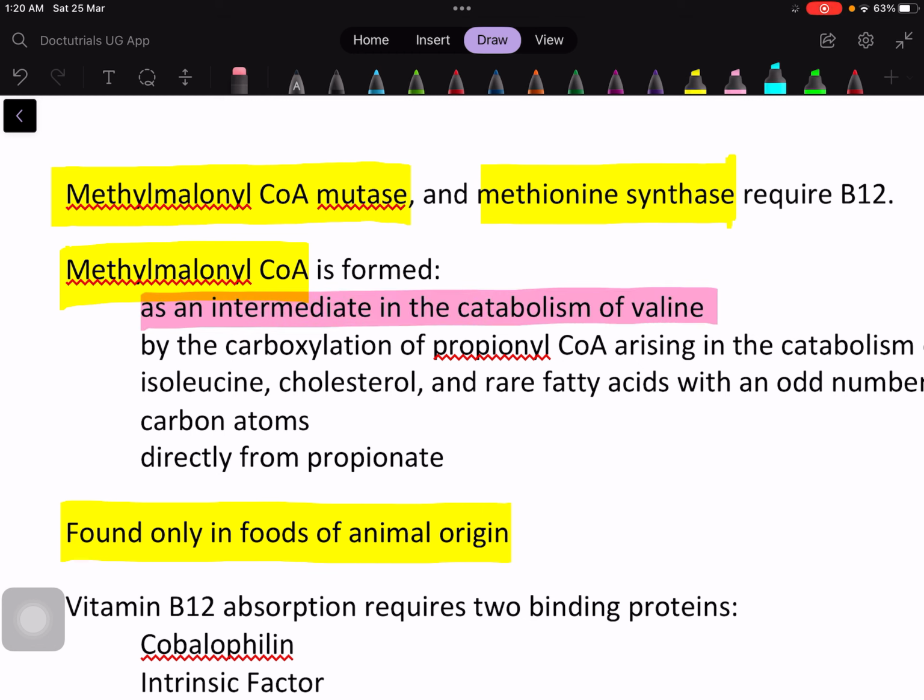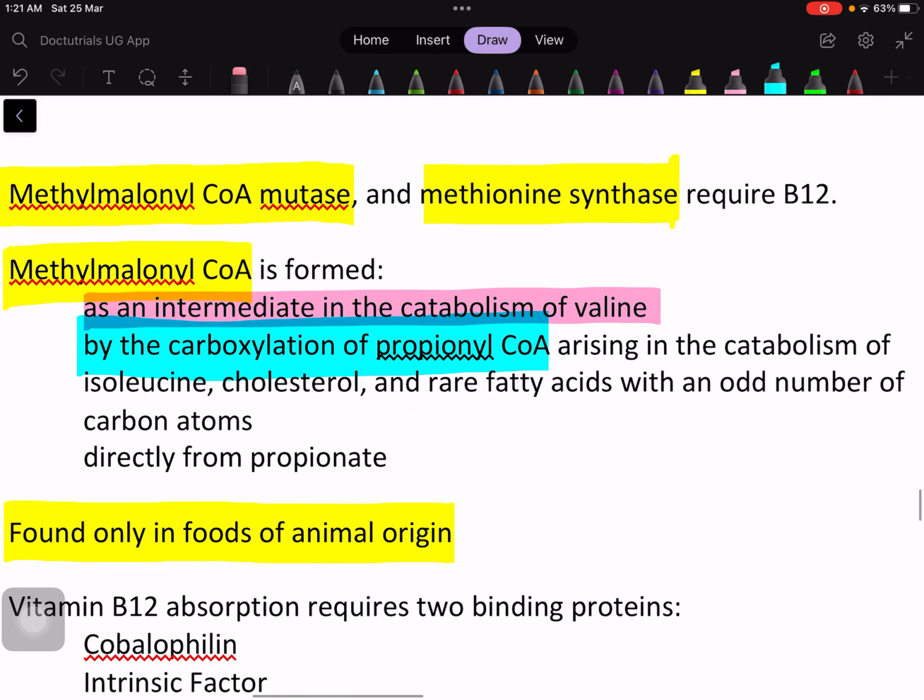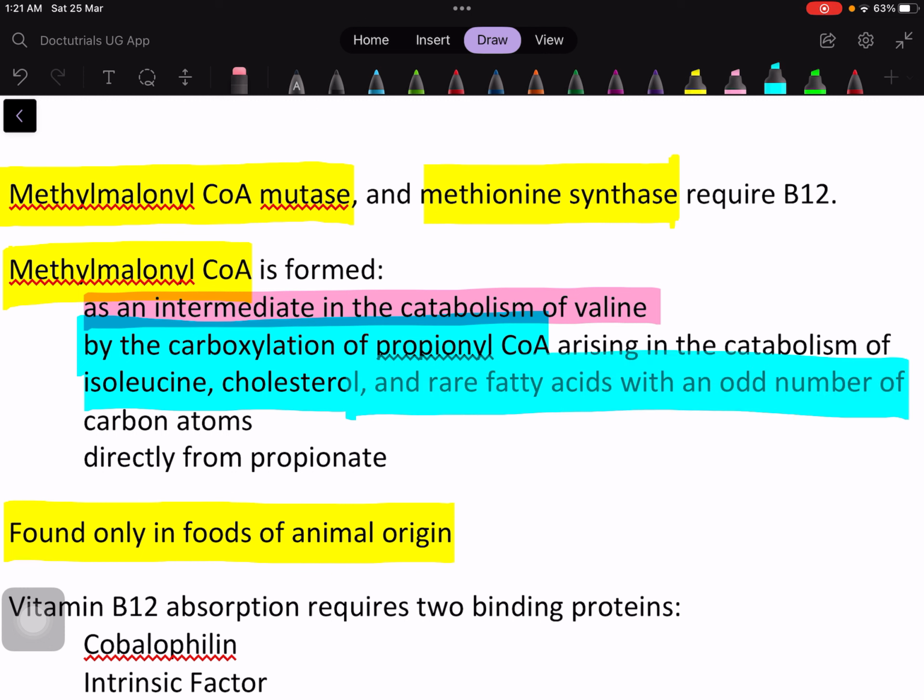It can be obtained by the carboxylation of propionyl coenzyme A. This propionyl coenzyme A is coming from various different metabolic pathways. It can come from the metabolism of isoleucine, cholesterol, and the odd chain fatty acid. This is very commonly asked: the origin of propionyl coenzyme A from odd chain fatty acid. It can also be obtained directly from propionate. Okay, directly it can be obtained from propionate.